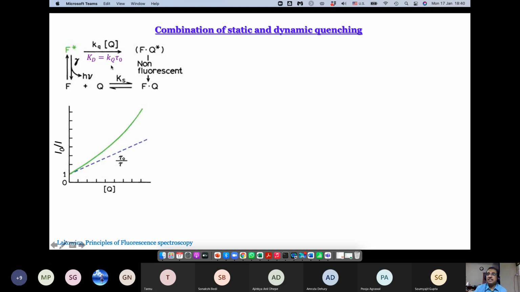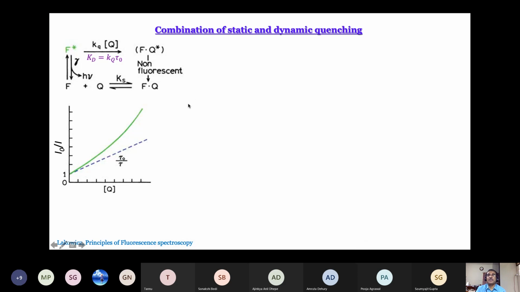Now, how do we handle a situation like this? We have shown you the result first, that the Stern-Volmer plot in such cases is not linear, it is curved, and it shows an upward deviation from the straight line. If you plot tau 0 by tau, however, you do get a straight line. And from there, we should be able to get Kq. Okay. So we'll start writing like this.